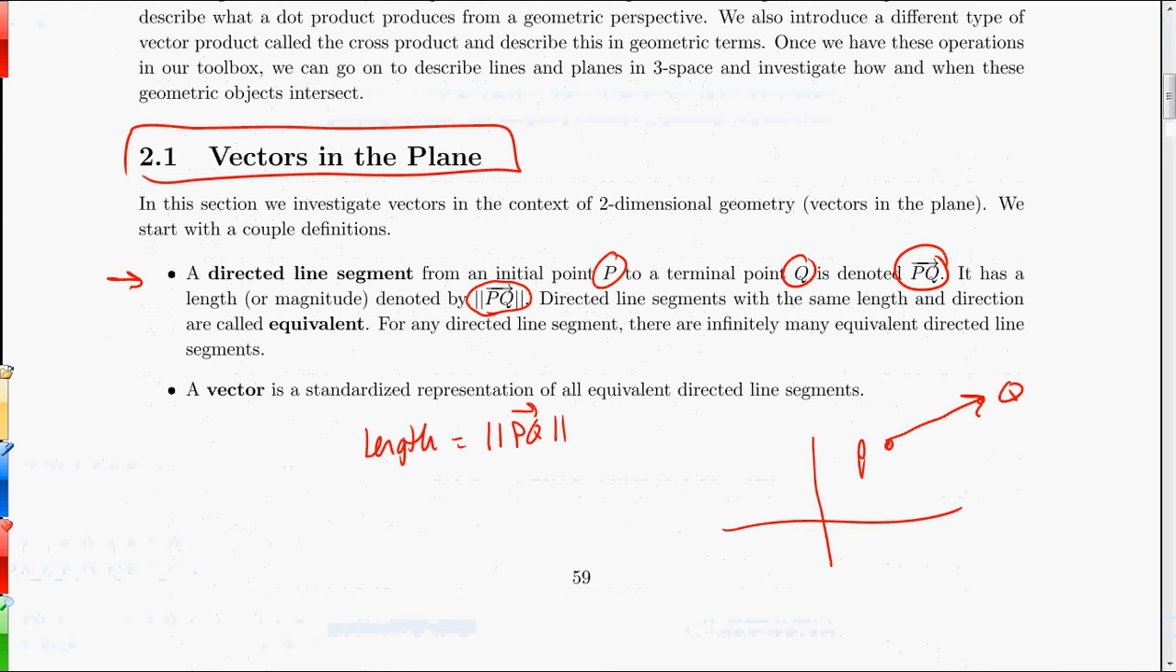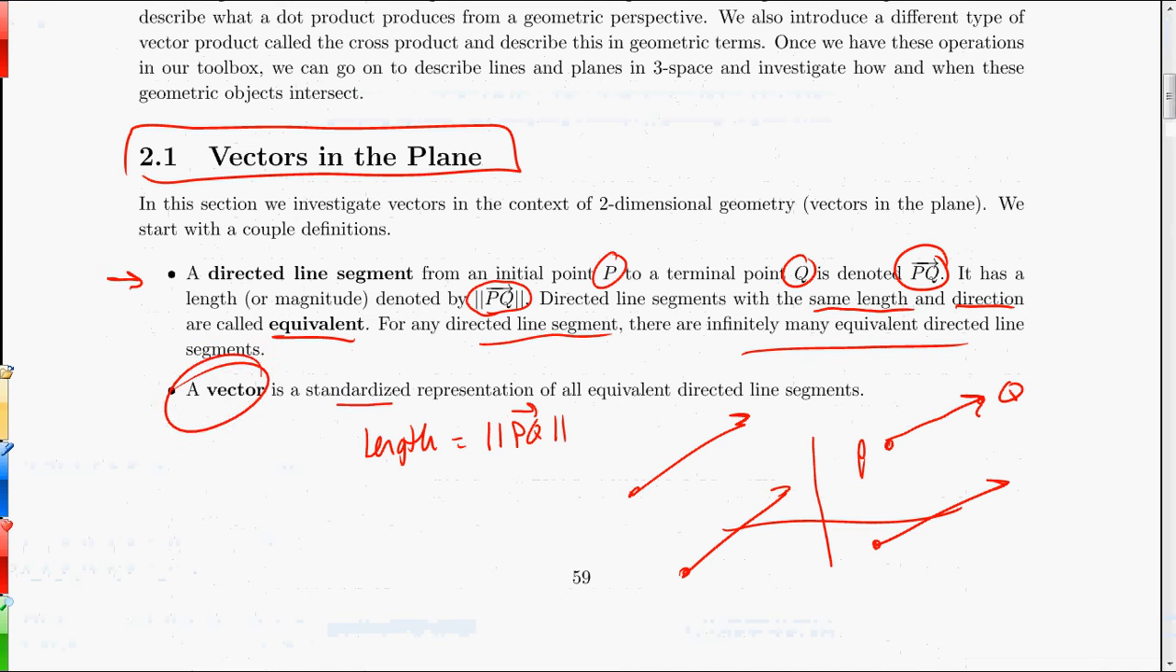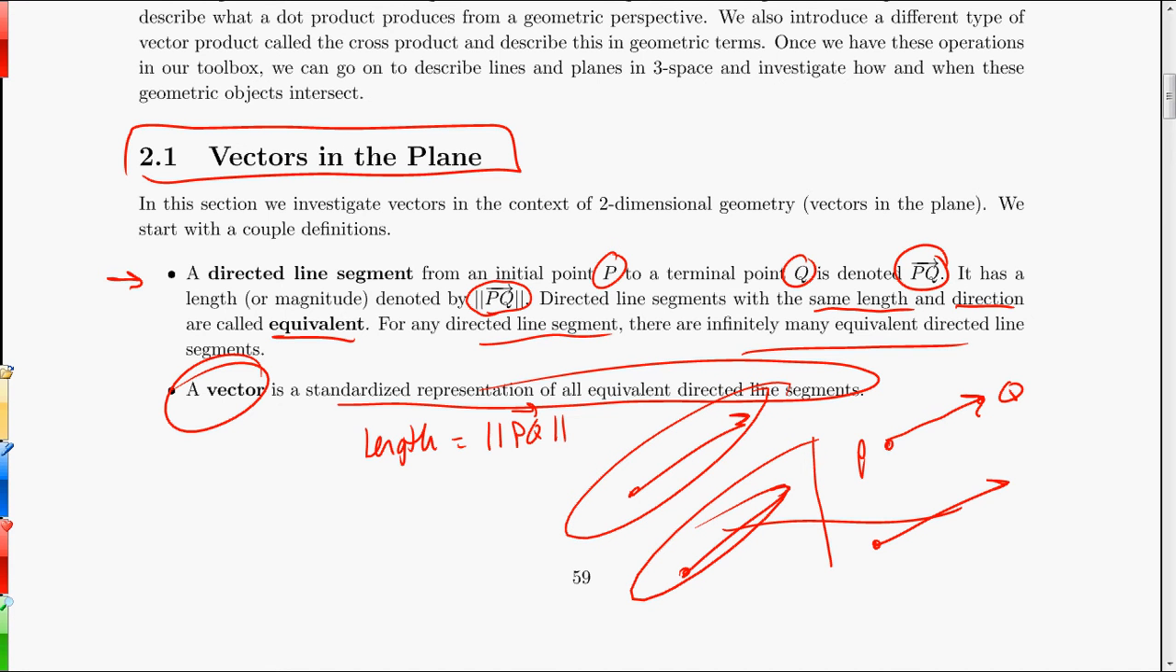And we say that if two or more directed line segments have the same length and direction, they're called equivalent. So for any directed line segment, there are infinitely many equivalent directed line segments, right? And so what a vector is in this chapter is just the standardized representation of all these equivalent directed line segments, right? So this is a vector, this is the same vector, same vector, same vector. They can represent infinitely many equivalent directed line segments starting at one point and ending at another.